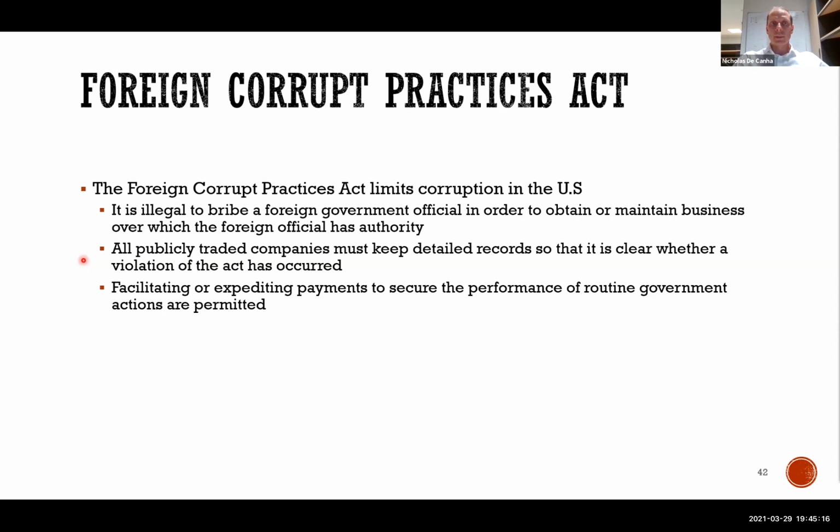You must keep detailed public records so it's clear if a violation occurred, and you cannot have facilitating or expediting payments to secure an abnormal contract. But if it does allow routine government action, then it is permitted.